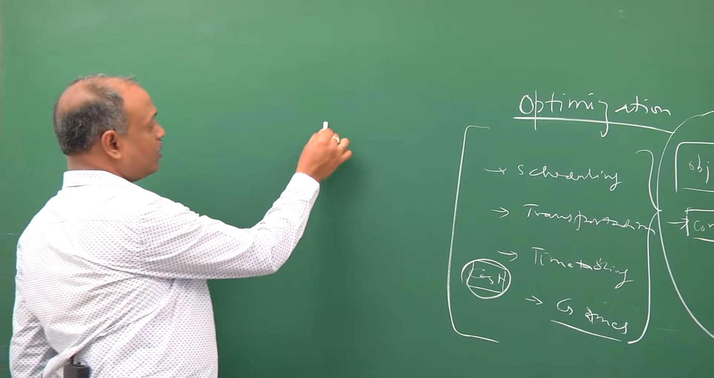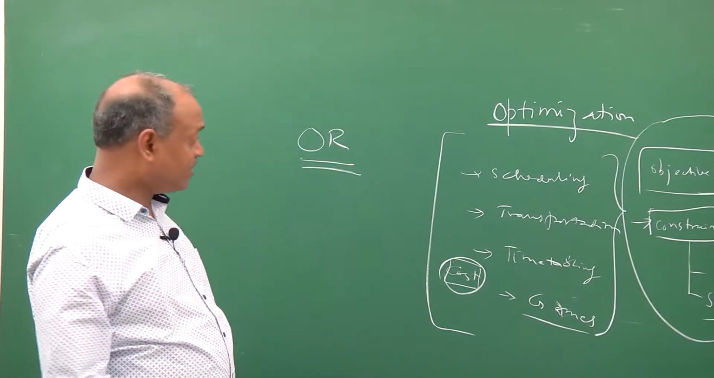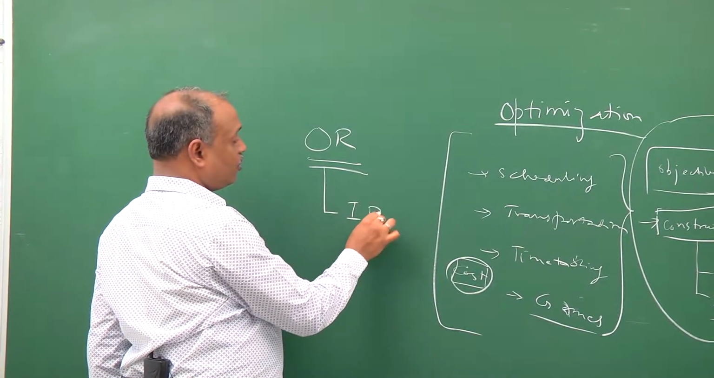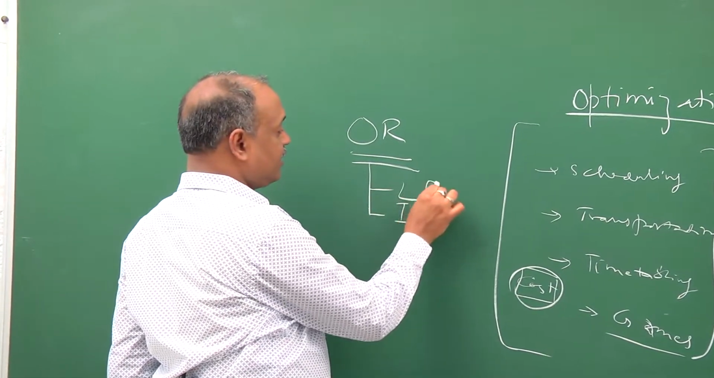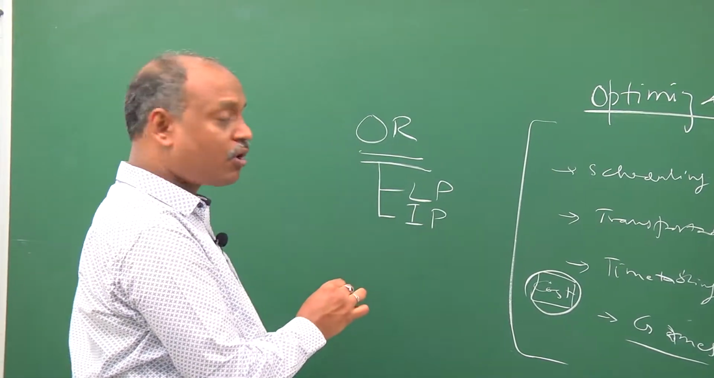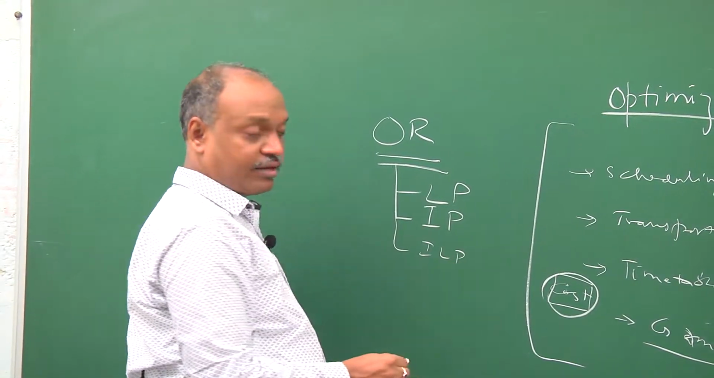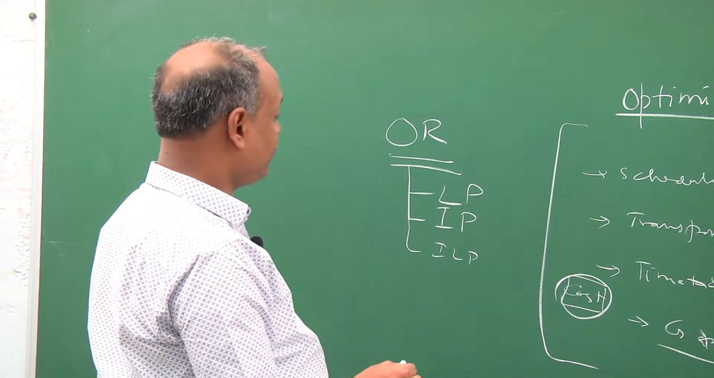Conventionally we talk about OR, or operations research, as the area which has methods related to solving these optimization problems, either by formulating something as a linear program or integer program, or a combination of both in the form of integer linear programs.